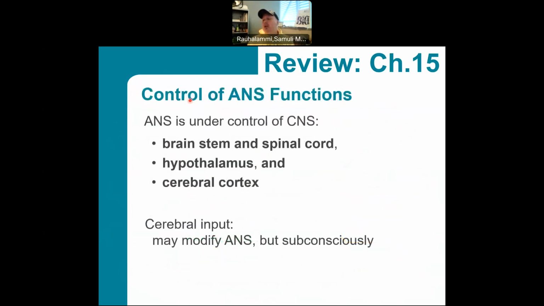If we think of the autonomic nervous system overall, even though it is unconscious and doesn't require intentional attention, it is worthwhile to note that there is still a connection with the central nervous system. So there is control of the autonomic nervous system functions also through the central nervous system, when it comes to the brainstem and spinal cord, hypothalamus, and cerebral cortex. These do modify the autonomic nervous system responses, but they do it subconsciously. And I have a little bit more detail on each of these in the next few slides.